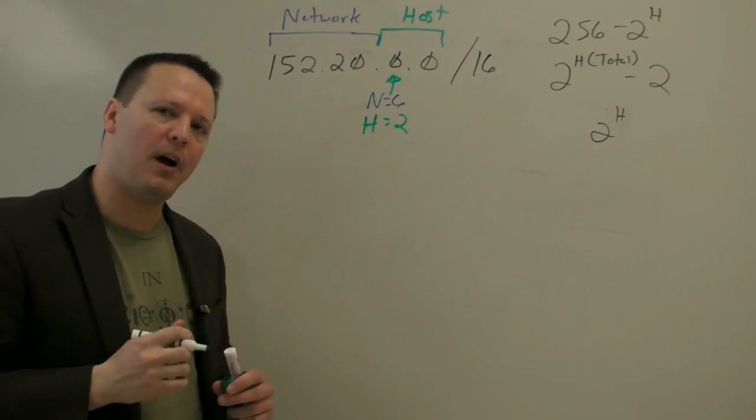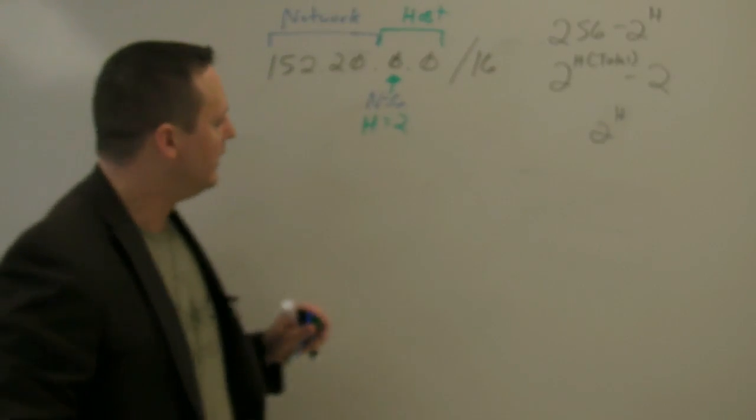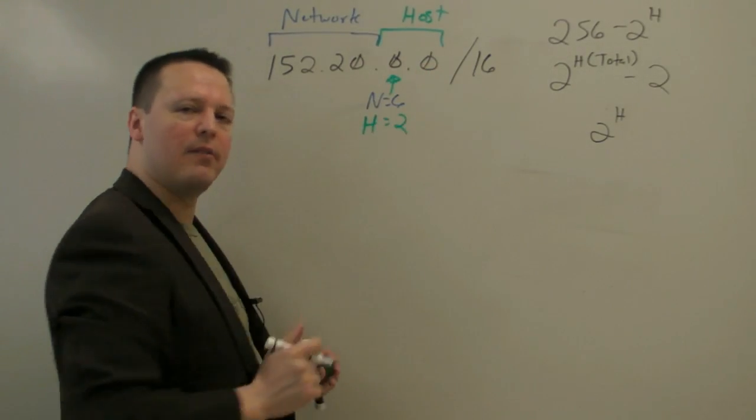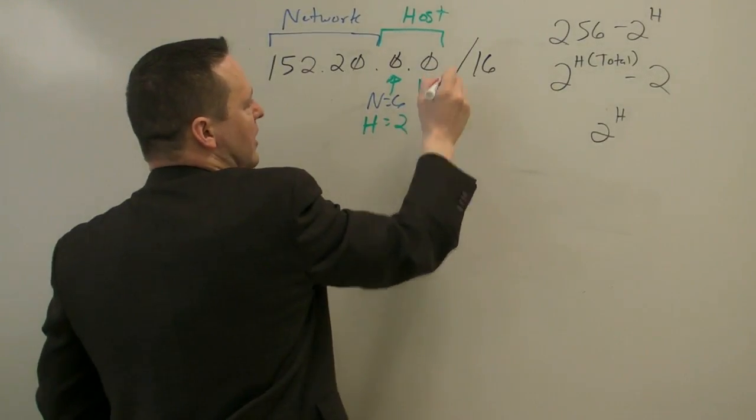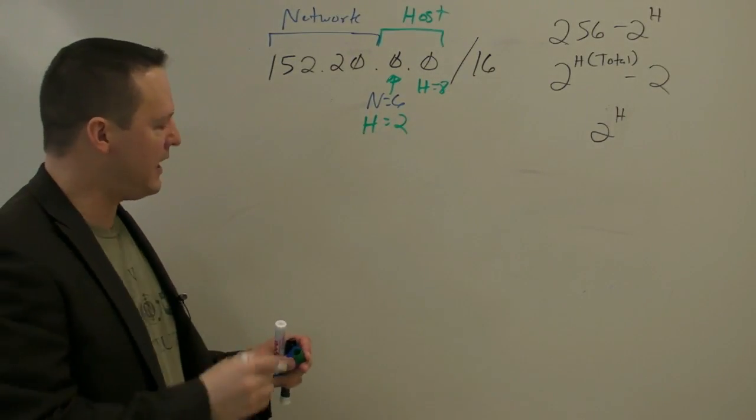Why? How many bits in a byte? 8. 6 and 2 is 8. Now, I have some host bits here I never touched. This is important when we talk about our total hosts per network. I never touched any of those. So I still have 8 remaining.